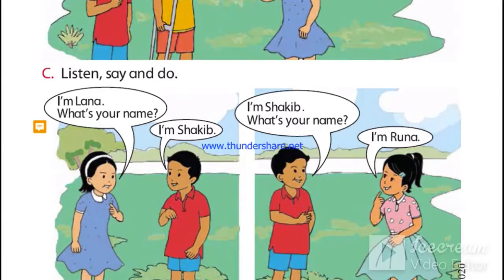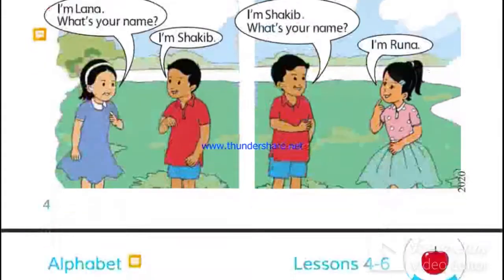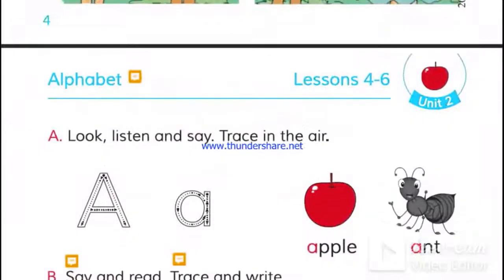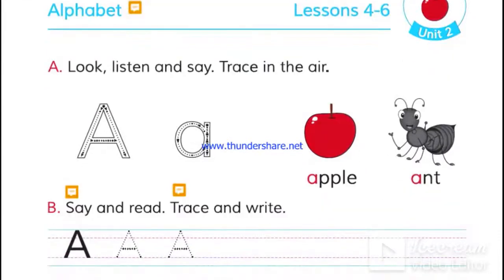That is the technique of practice. If you can practice it properly, it's really helpful to us. And the next lesson is alphabet. Bornomala. It's very simple and easy. You know that. Lesson 4 to 6. Lesson A, look, listen and say.